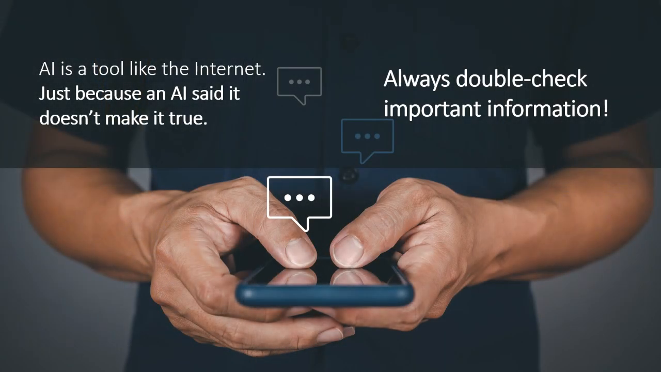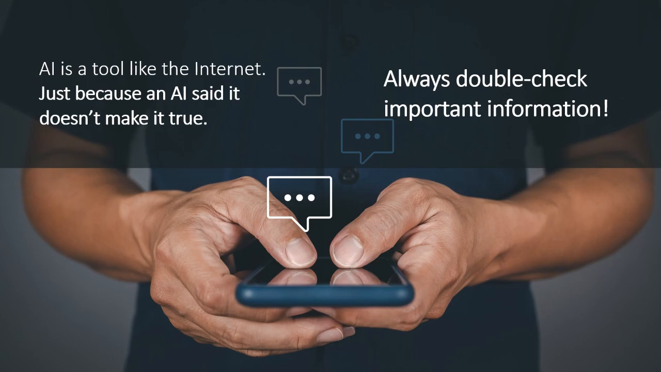Before we go much further, I just wanted to point out that AI chatbots are tools just like the internet, and just because an AI chatbot said something doesn't make it true. AI is a powerful tool, but its effectiveness depends on how we use it and the quality of the information we provide. Generative AI works best with clear input, guidance, and human oversight to ensure accurate and useful results. That's why critical thinking is key.